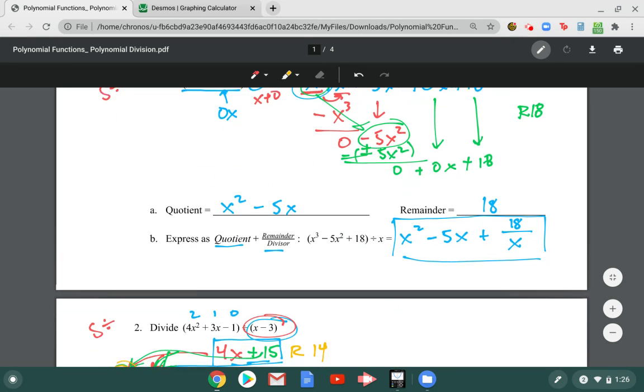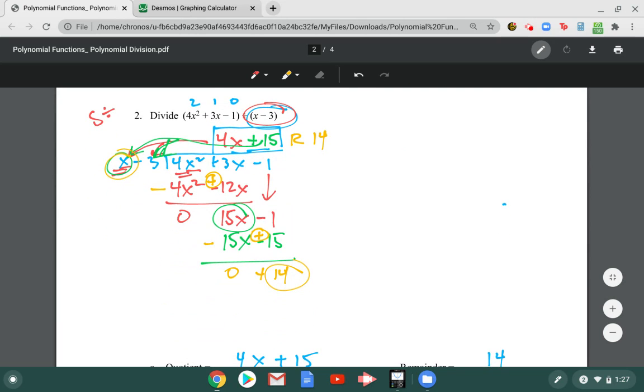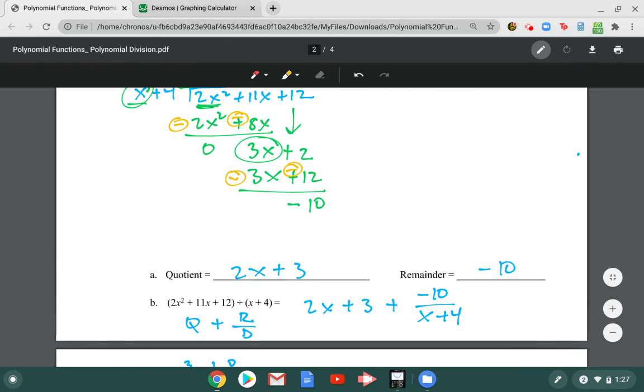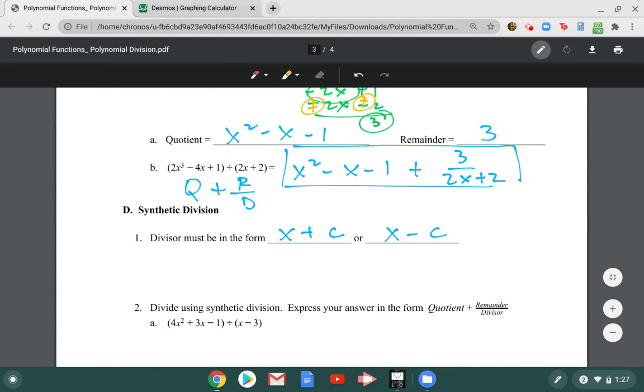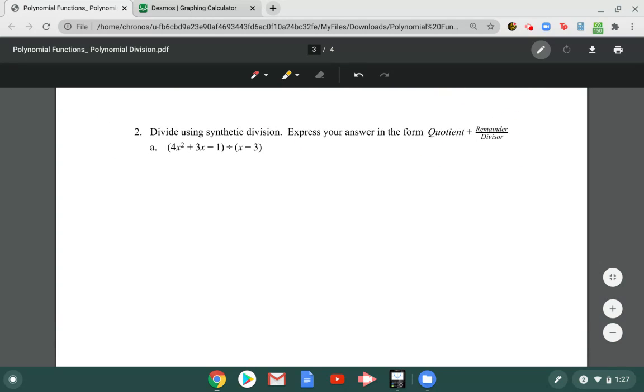Polynomial division is pretty tedious. If you end up with a divisor of x plus or minus something, I encourage you to use synthetic division instead, even if the instructions say use polynomial division. Let's only save polynomial division if we absolutely need it. Okay, so if you look at this first example, sure enough, I can use synthetic division.